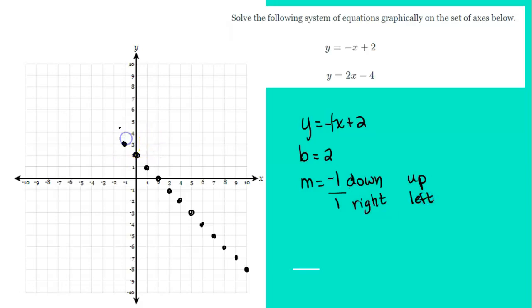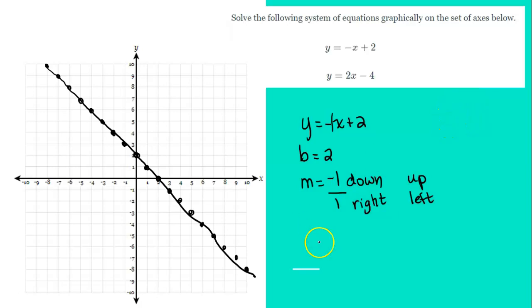Up 1 to the left 1, up 1 to the left 1, and so on. And I do that until I fill my whole graph. This will be a little easier for you to do on Delta Math. You'll just make the line and you won't have to put all of these points. But if you were doing this on paper, you wouldn't want to show all those points like that. All right, there's my nice straight line for the first one.